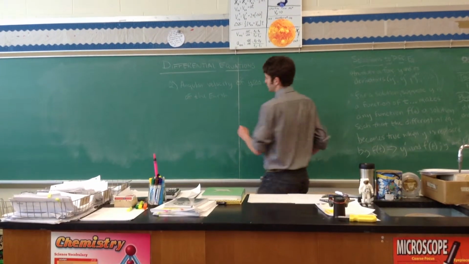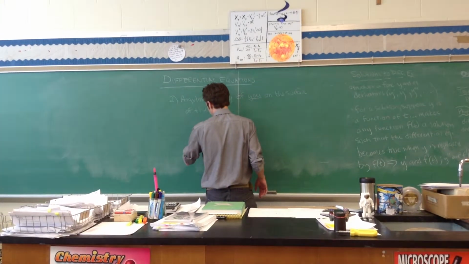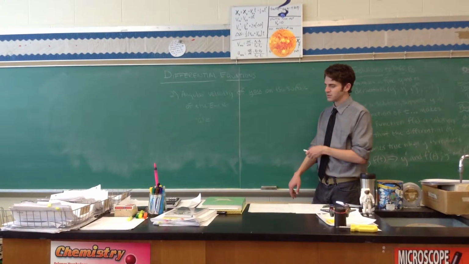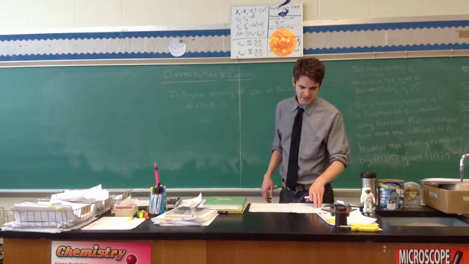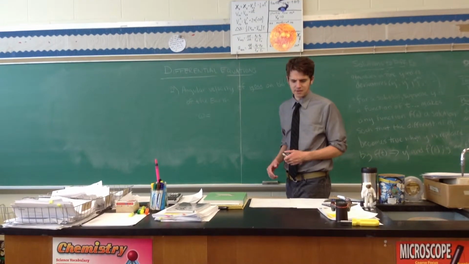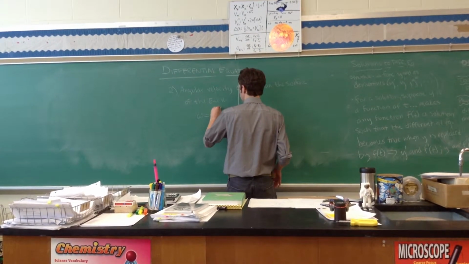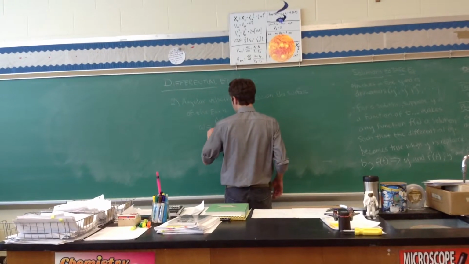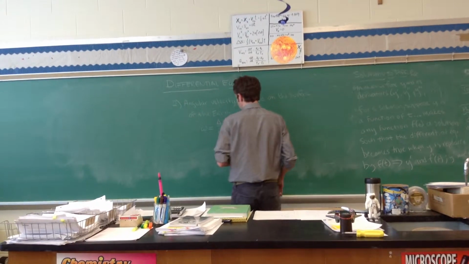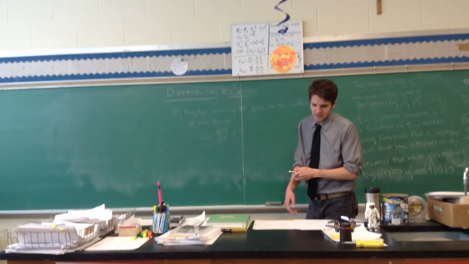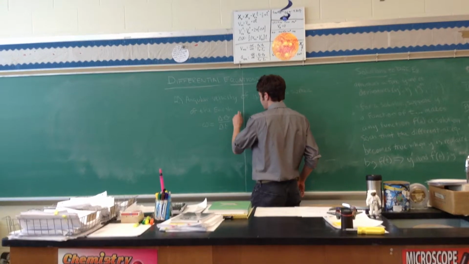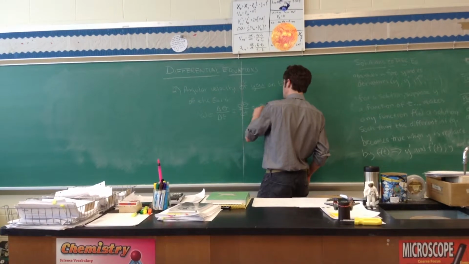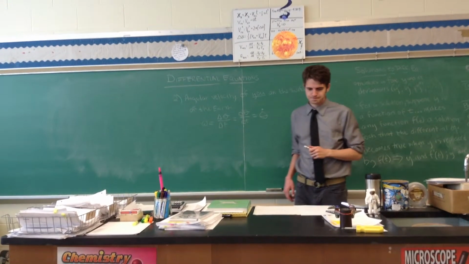This is how I would do it. I would say that angular velocity, omega, is equal to, and I wrote these as full derivatives on here, the change in theta with respect to the change in time. And as we know from our notation, d theta dt equals theta dot.